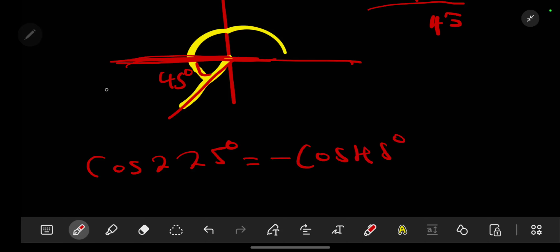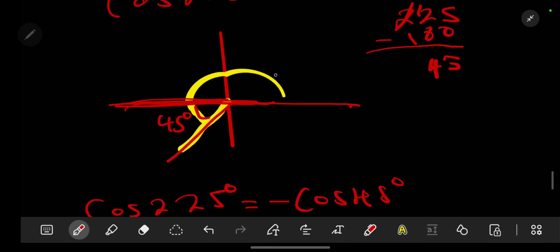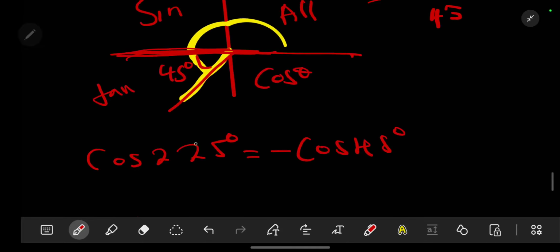Because cos is negative in the third quad. Remember what we said in the previous video, this is all students: all of them are positive in the first quad. In the second quad, it is only sine that is positive. In the third quad, it is only tan. In the fourth quad, it is cos. So whatever angle is negative, that means we attach a negative, then use the reference angle. This makes our math easier.